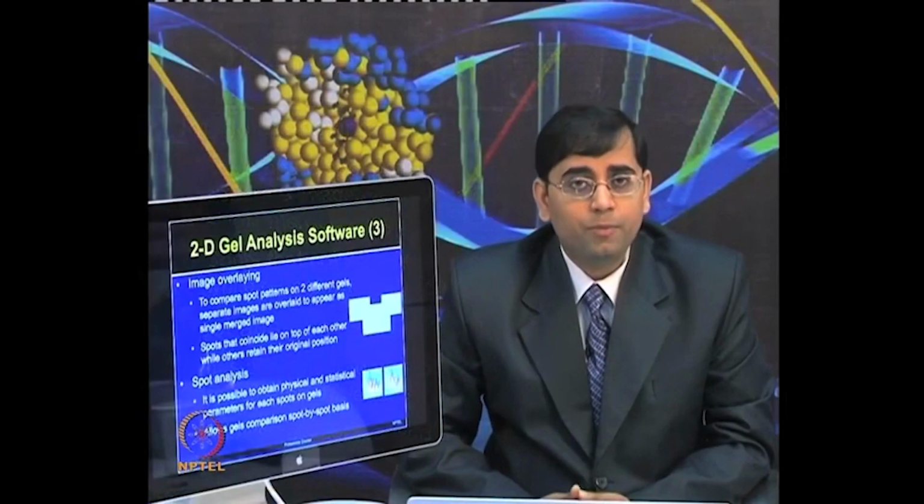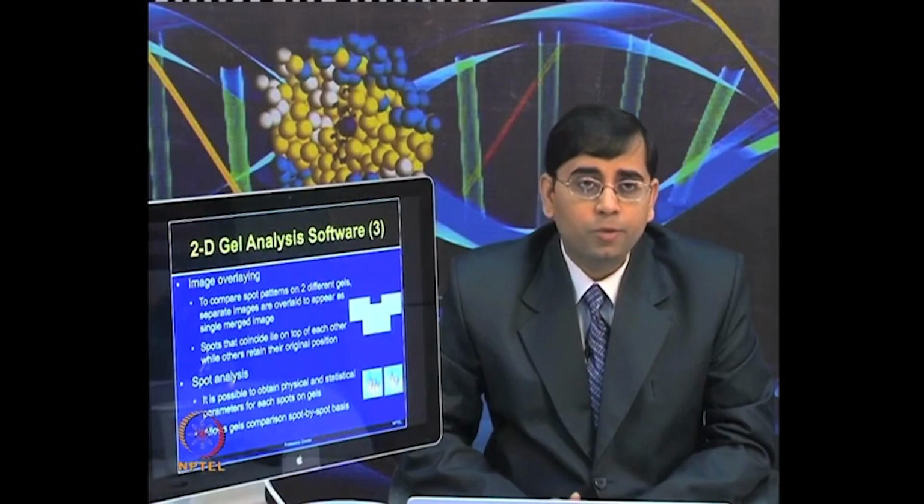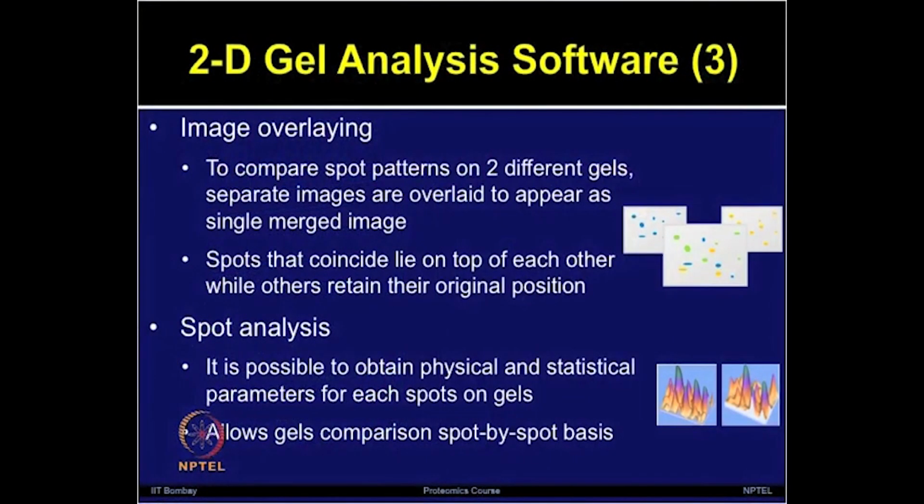Then you would like to do the spot analysis, where you can obtain physical and statistical parameters for each spot present on the gel. You can look at the three-dimensional views of each spot, how they differ from the control to the treatments, and then you can compare the gels on a spot by spot basis. Often, running a gel or acquiring images and generating a lot of data is much more straightforward compared to doing the analysis, which is the more tedious step. One has to really sit and go through the gels, usually spot by spot, to analyze them.